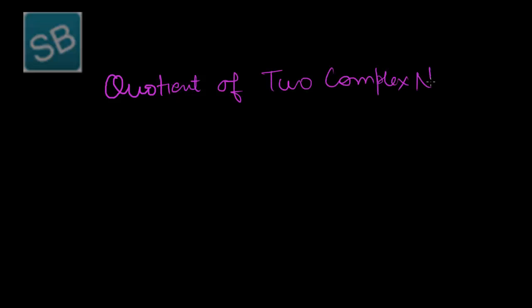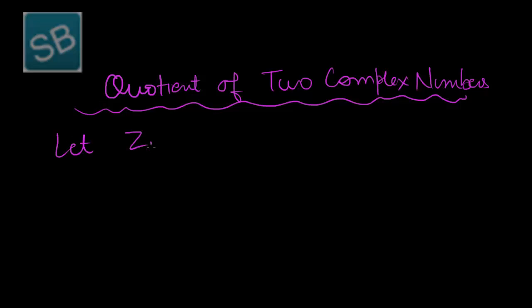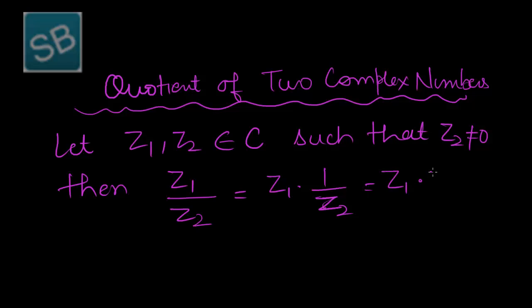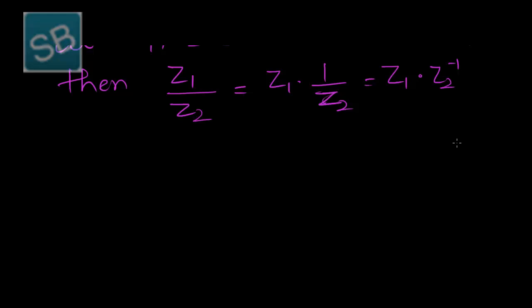Now here we will discuss how to solve the quotient of two complex numbers. So the topic is quotient of two complex numbers. Let Z1 and Z2 belong to complex numbers such that Z2 is not equal to 0. Then the quotient of Z1 over Z2 can be written as Z1 into 1 over Z2, and 1 over Z2 can be written as Z2 inverse. This is one way: by taking the product of Z2 inverse with Z1 we can get the value of Z1 over Z2. And another method to solve this we will discuss in the example.